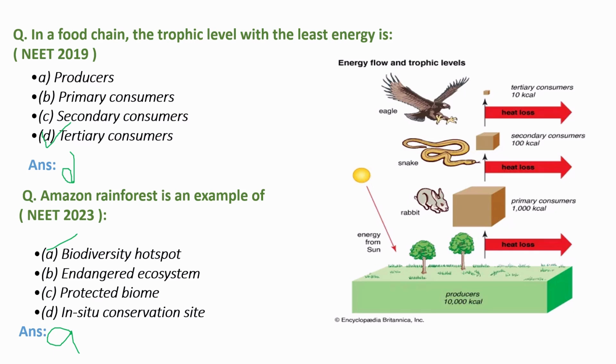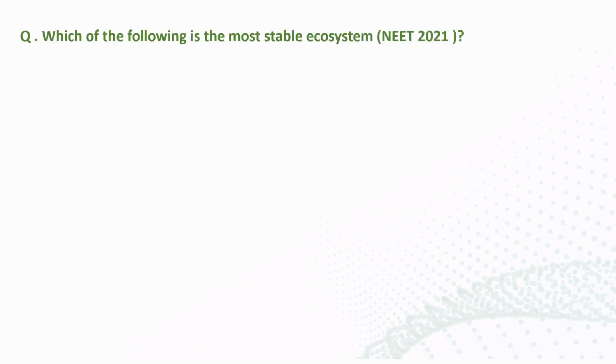Okay, that's it. We'll move on to the next one. What is the next question? Which of the following is the most stable ecosystem? Here also they are asking about the ecosystems itself. So here they have given the options: desert, ocean, mountain, and forest. In these four you have to say which one is the most stable one. You can see the options and tell why.